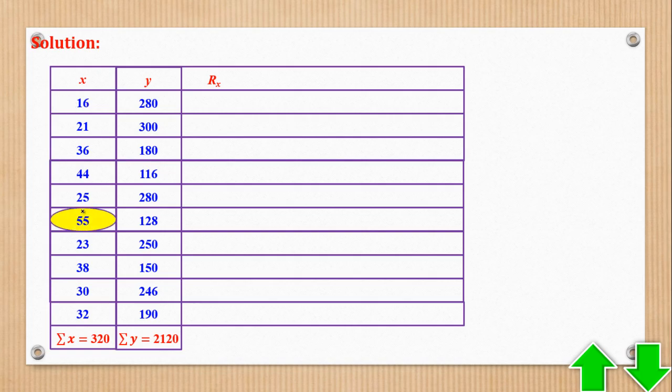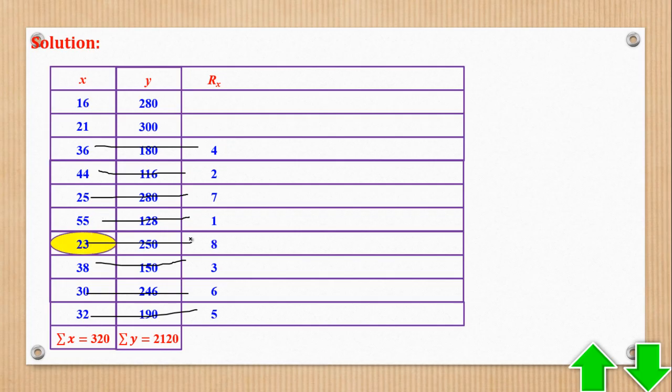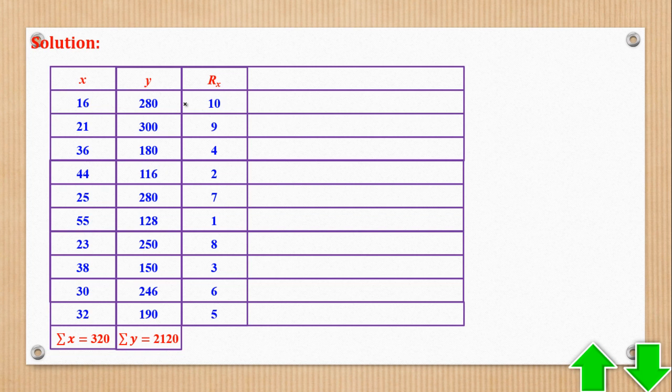So the biggest for X is 55, which gets rank 1, followed by 44, which gets rank 2, followed by 38, which gets rank 3, followed by 36, which gets rank 4, followed by 32, which gets rank 5, followed by 30, which gets rank 6, followed by 25, which gets rank 7, followed by 23, which gets rank 8, followed by 21, which gets rank 9, and lastly 16, which gets rank 10. That was ranking for X.